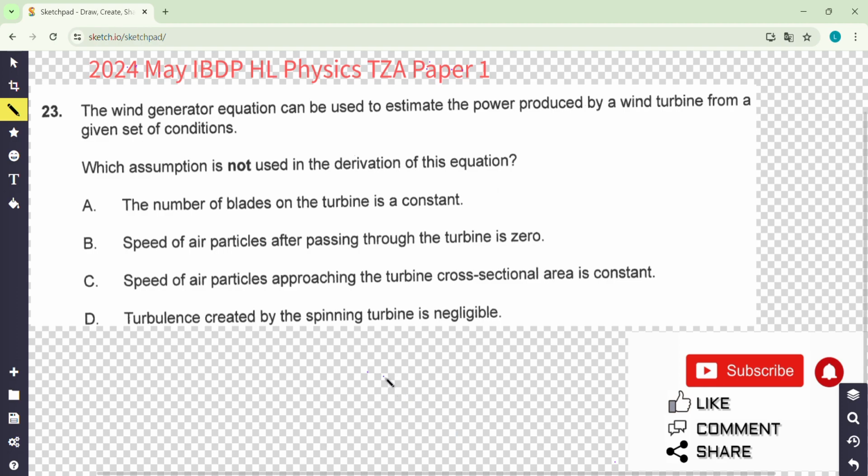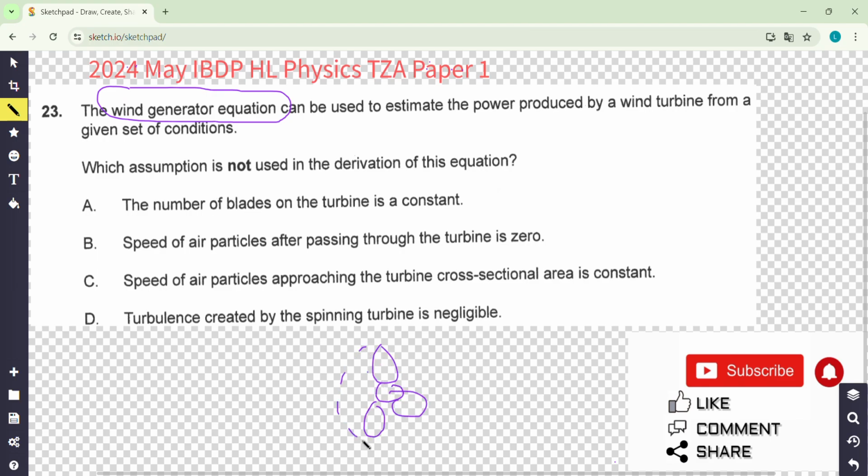Question 23 is about the wind generator equation. It is not application. It's just whether you understand this equation, where does it come from or not. So you need to remember where this equation comes from. So we have a wind turbine here.